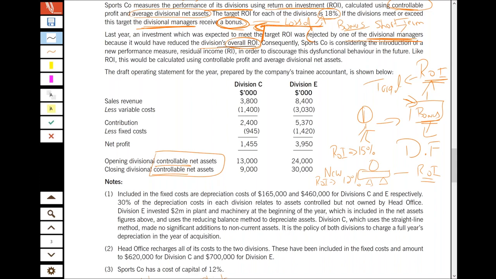A new measure known as RI, in order to discourage, see what is written. Come on, tell me. In order to discourage what? Dysfunctional behavior. In order to discourage dysfunctional behavior, they have introduced RI. And you know now that RI is better than ROI for manager assessment. Are you okay with me?